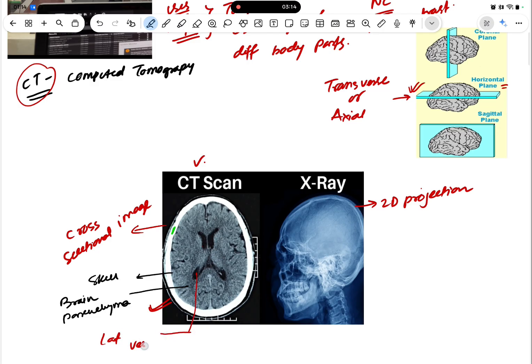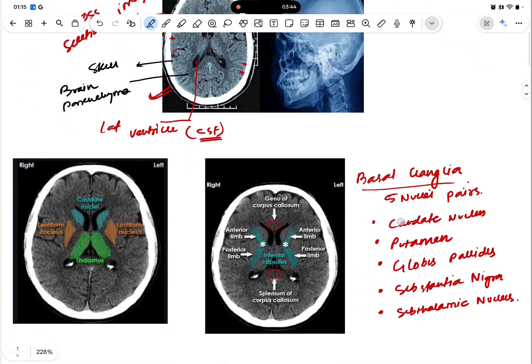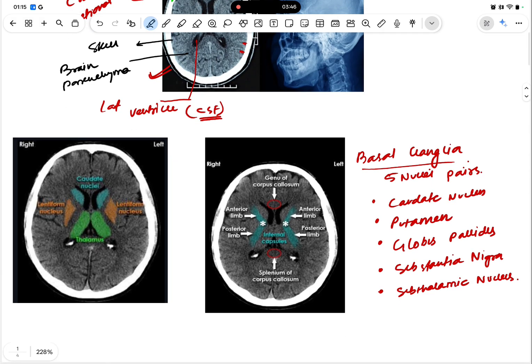This is the lateral ventricles. It is a pair. Okay, this is 1, this is 2. It contains CSF, cerebrospinal fluid, and these blackish things are the sulci of the brain. Okay, so let us see more structures in the brain parenchyma.